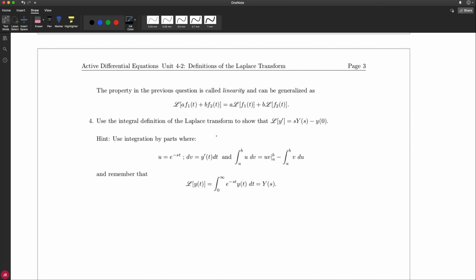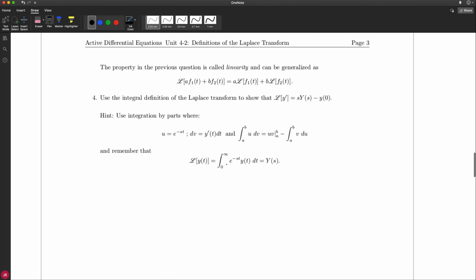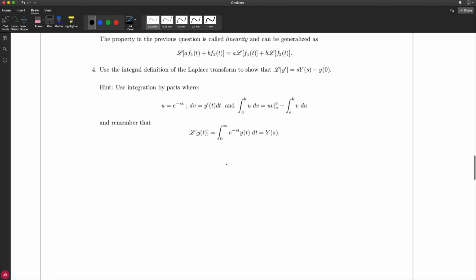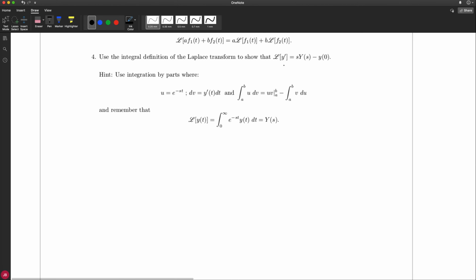Okay, so let's conclude this page. The first thing we're going to do is show that the Laplace transform of a derivative equals this expression here, s times capital Y of s minus little y of 0. This is on the table of Laplace transforms that you can find either in the previous unit, 4-1, or at the very end of this unit on the next page. So we should probably verify this, so let's go ahead.